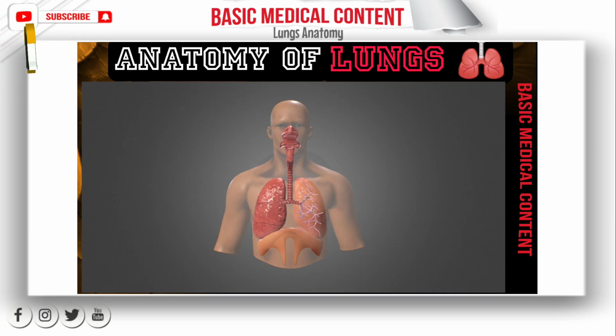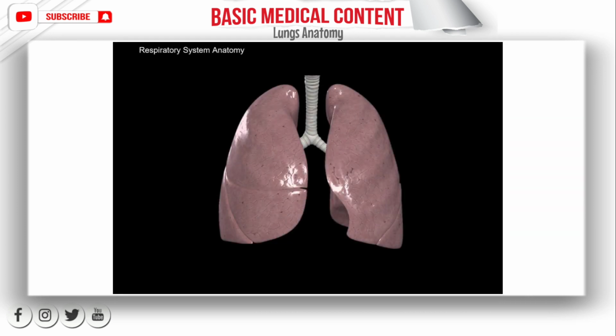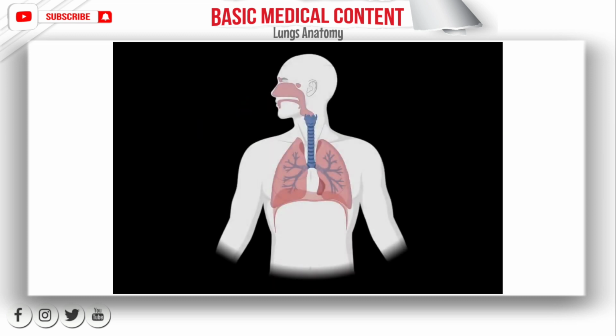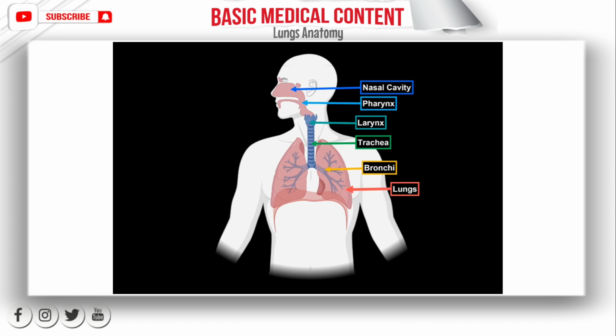Let's talk about the anatomy of the respiratory system. In this segment, we will be talking about the anatomy of the lungs and the pleura. The respiratory system consists of all the organs involved in breathing. These are the nasal cavity, the pharynx, the larynx, the trachea, the bronchi, and the lungs. Now, let's look in detail at the anatomy of the lungs.